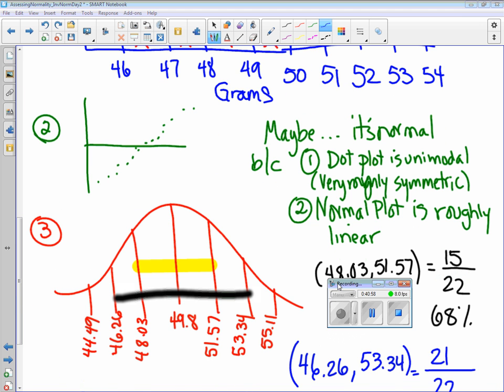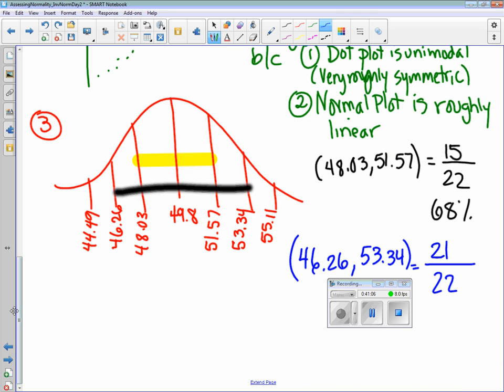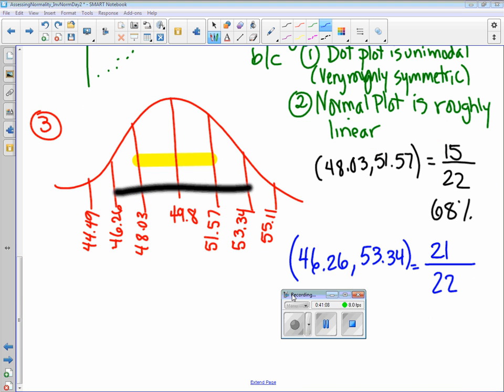And what percentage is that? 95.45%. Y'all, we're pretty darn normal, okay? This is kind of freaking me out how perfect this is. All right, so this is 95.45%.